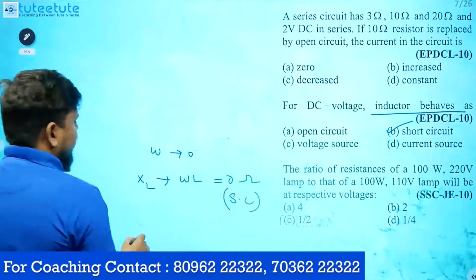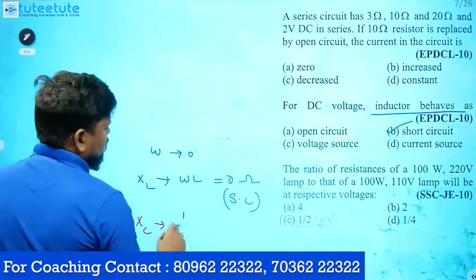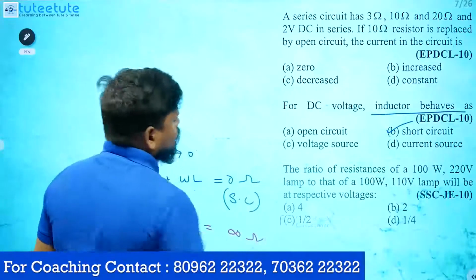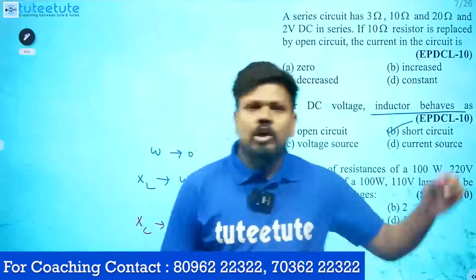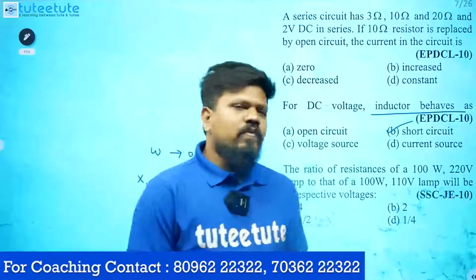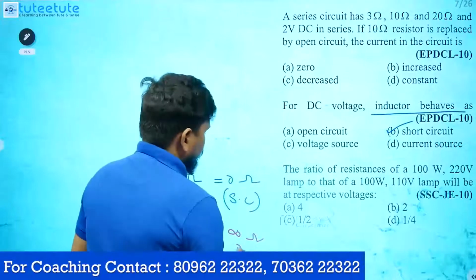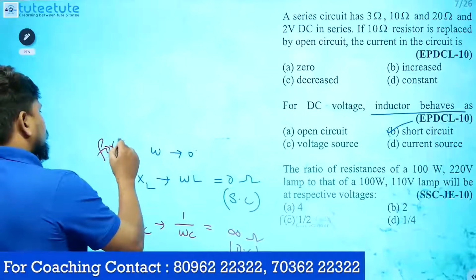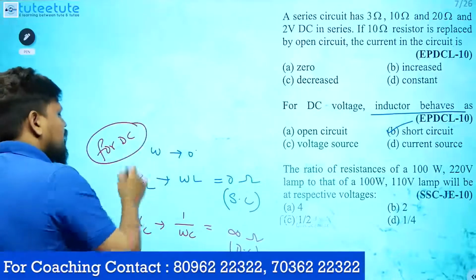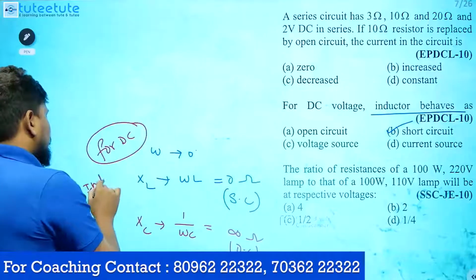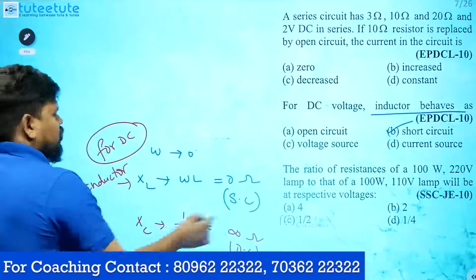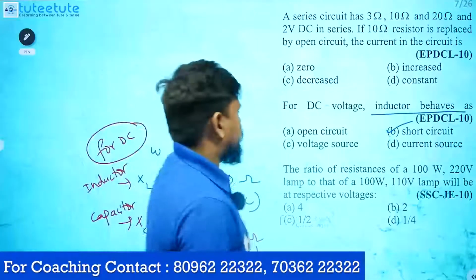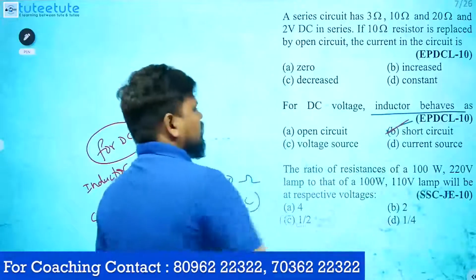For capacitor, capacitive reactance XC is 1 by omega C. When omega equals 0, it will give infinity ohms. Infinity ohms means high resistance, no current will flow, so that will be an open circuit. Open circuit only. So for DC supply, inductor acts as short circuit, capacitor acts as open circuit. The answer for this is, since they asked about the inductor, short circuit.